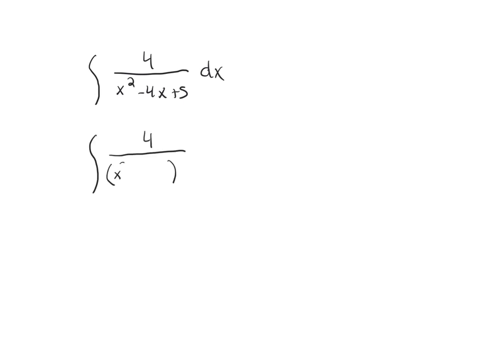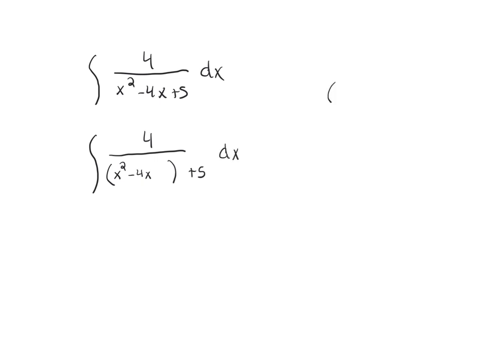And now the next two examples will follow the theme of completing the square. 4 over x squared minus 4x plus 5 dx. So we are going to complete the square of this denominator. So to do that, I'm going to group the first two terms together, x squared minus 4x, and the plus 5 will be on the outside.